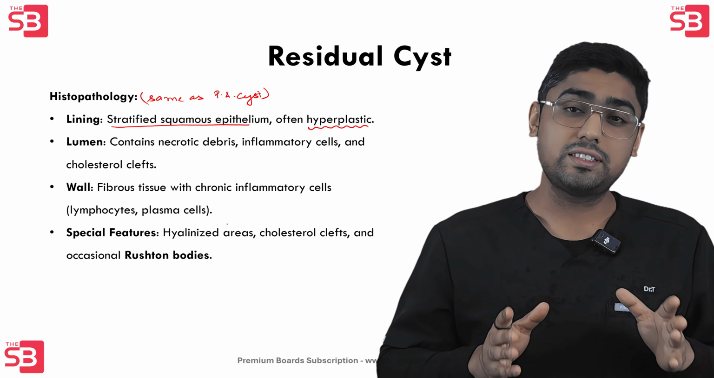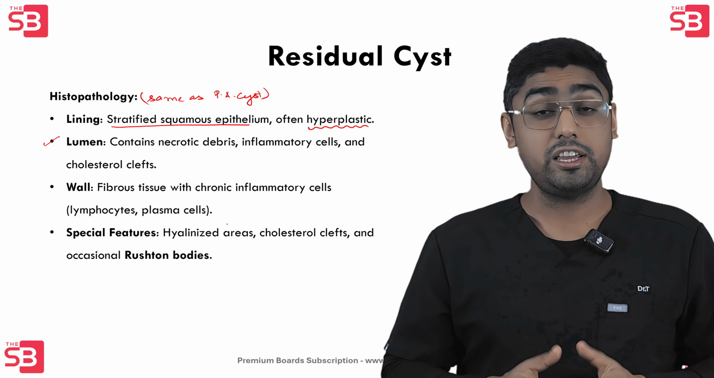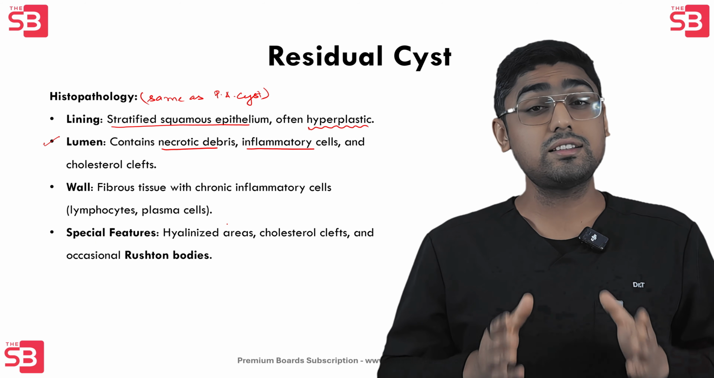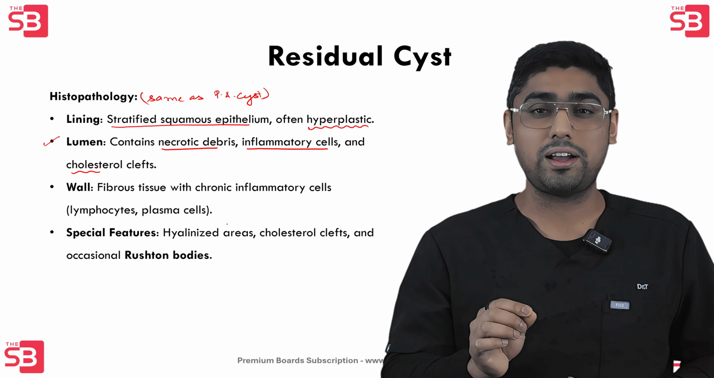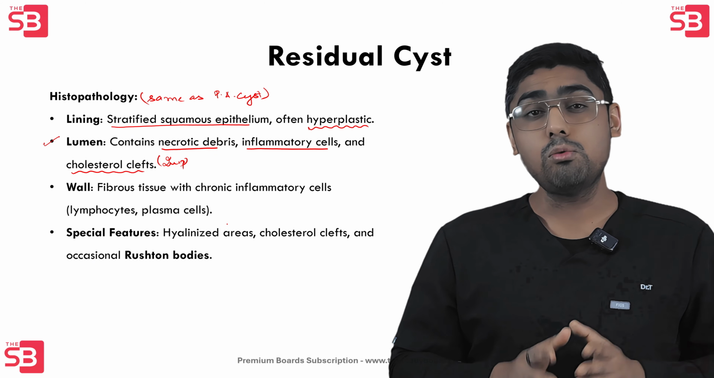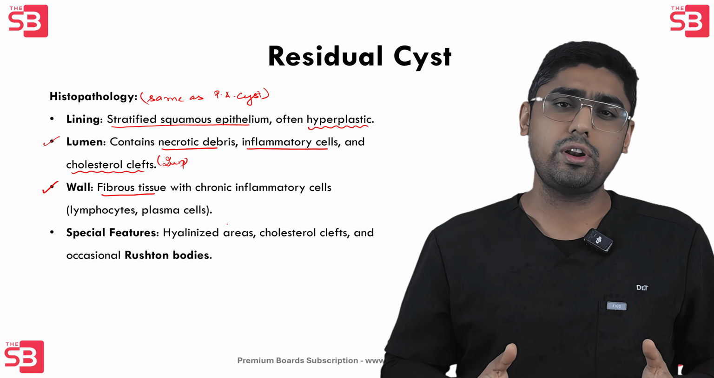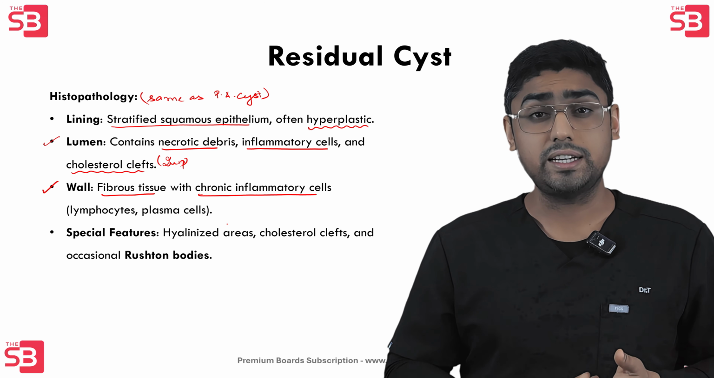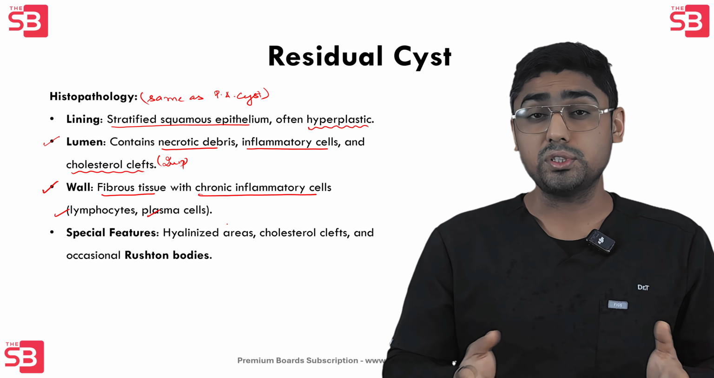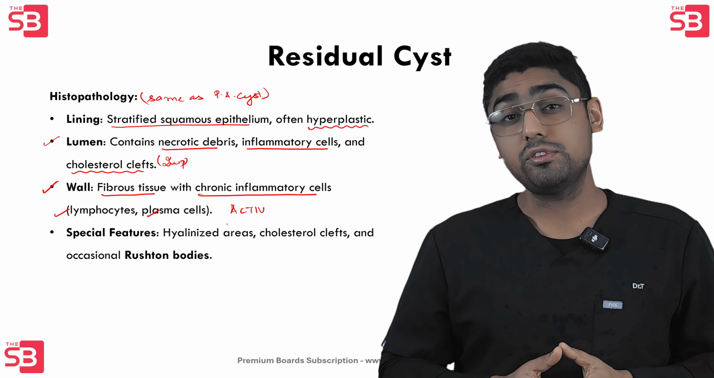Now inside of the cystic cavity or the lumen, you can find necrotic debris or inflammatory cells and those classic cholesterol clefts that sparkle really under the microscope, and that's important. Now the cyst wall is mostly fibrous connective tissue, heavily infiltrated by chronic inflammatory cells like lymphocytes and plasma cells. They can ask you this question. And if there is an active infection going on, you may actually spot some neutrophils as well.